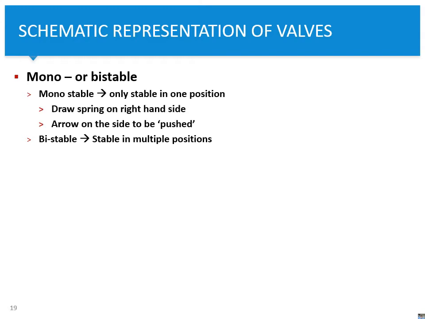Then you have to draw a spring on the right hand side, and if you have more than two valves, on the left hand side as well, and you indicate the side to be pushed with an arrow. And if it's bistable, it's stable in multiple positions, then you need to draw an arrow in both positions so that you actually can see that it's activated.